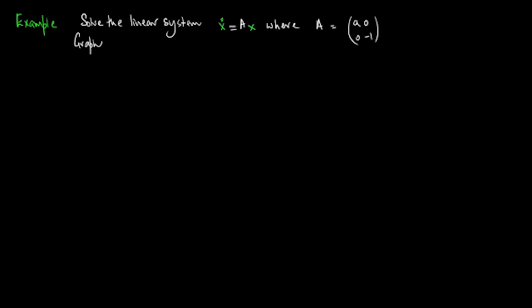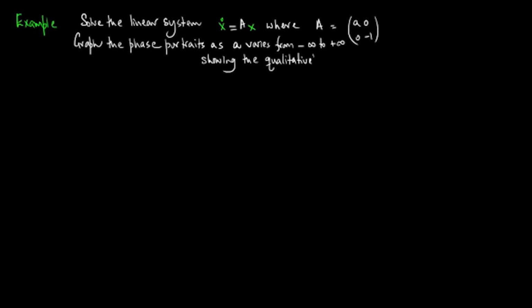We consider another example. Solve the linear system x dot is equal to Ax, where A is [a, 0; 0, -1], and graph the phase portraits as a varies from minus infinity to plus infinity, showing the qualitatively different cases. Note that we use green to denote vectors.